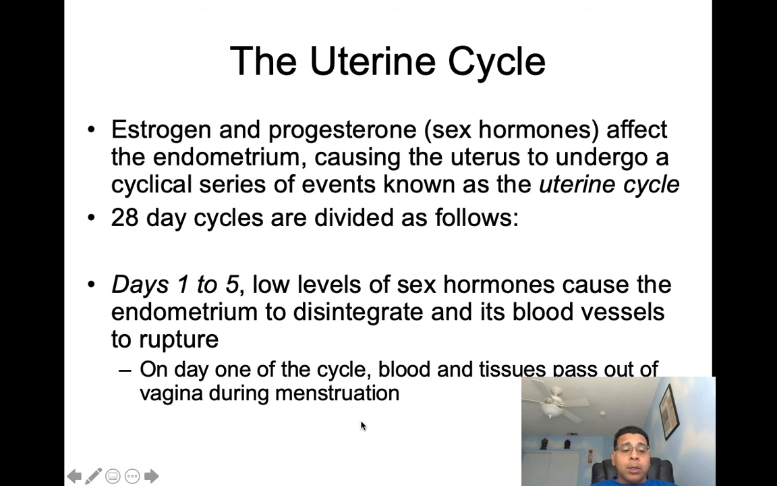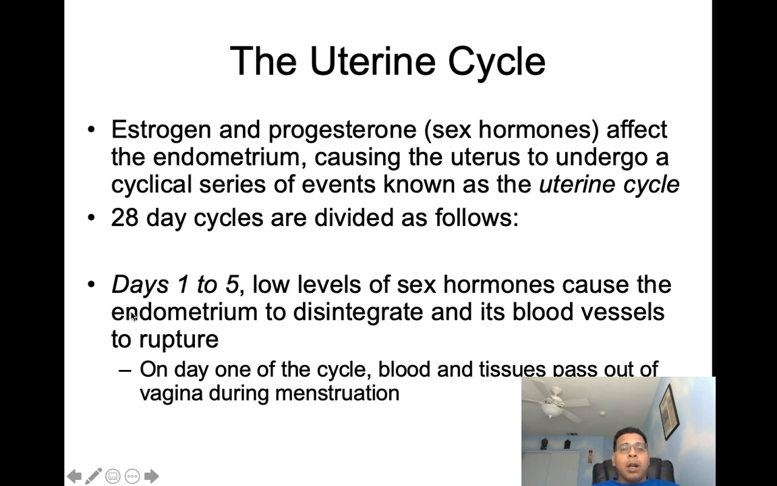The uterine cycle is going to be affected by the female sex hormones estrogen and progesterone. One of their functions is to affect the endometrium, causing the uterus to undergo a cyclic series of events that we're going to call the uterine cycle. It's going to be a 28-day cycle, and it's divided as follows. It's not always a 28-day cycle. This is just for textbook illustration.